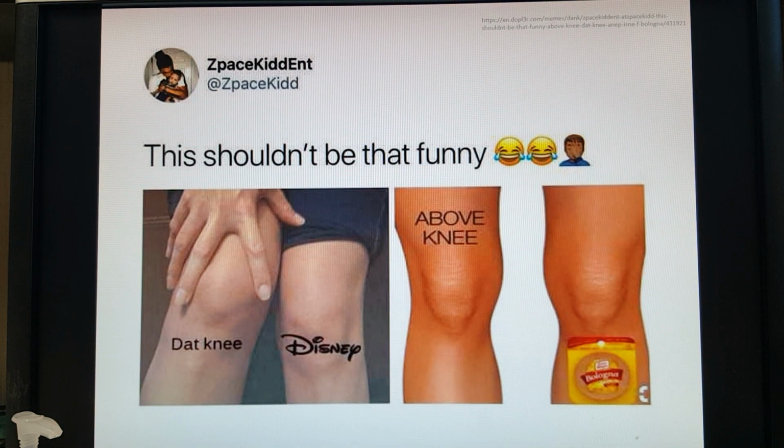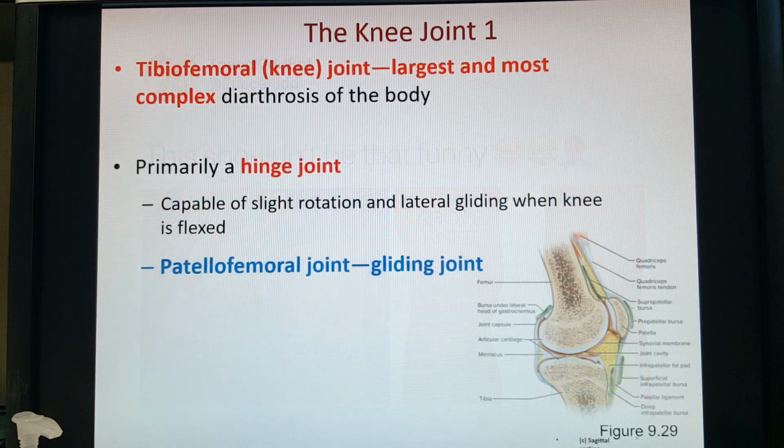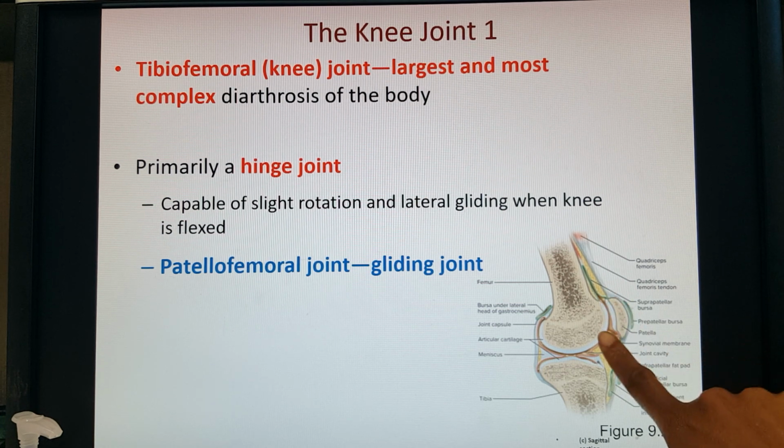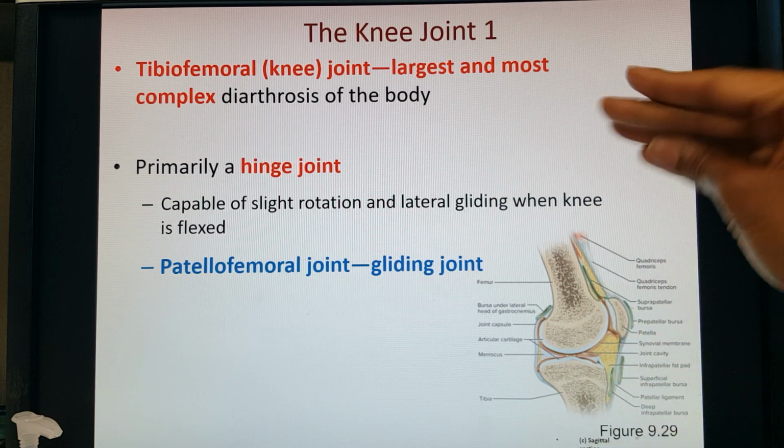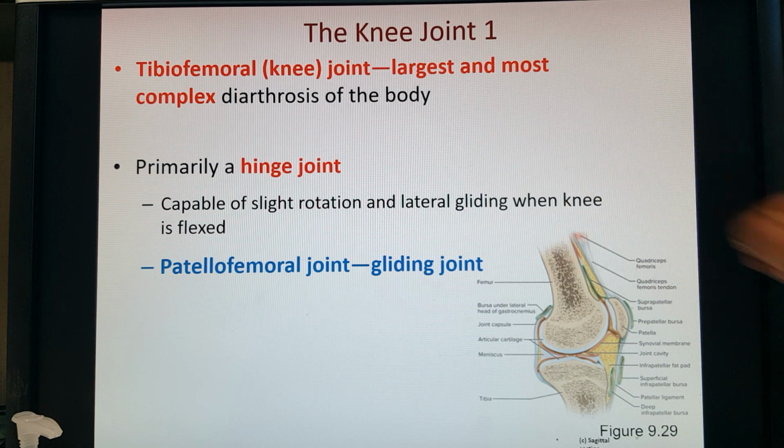Okay, next one, knee joint. Okay, so tibiofemoral, so between the tibia and the femur. That's a hinge joint, so just our one back and forth type of movement. You also have the patellofemoral joint, between the patella and the femur, right here. That's like a plane joint, gliding right past each other on one flat plane. So that's also in that area.